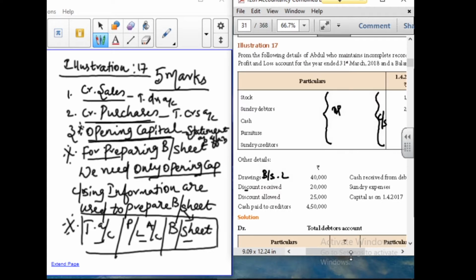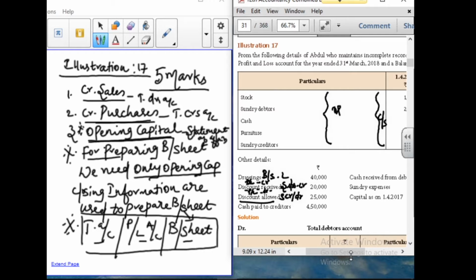Discount received, they have said discount received, where will we use it? We'll use it in the sundry debtors account under the credit side, and discount allowed in the sundry creditors account under the debit side. Again we'll use this discount received in one way, that is in the profit and loss account under the credit side. Discount allowed we'll use in the profit and loss account under the debit side. Even though we'll use it in the total debtors and total creditors account, the same information we'll use in the profit and loss account if required.